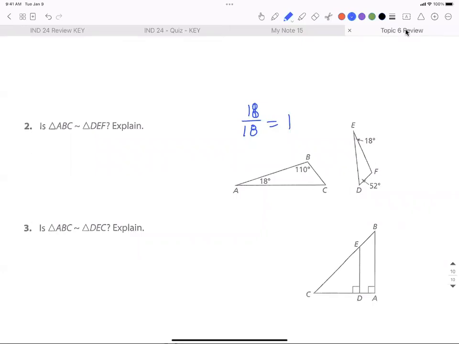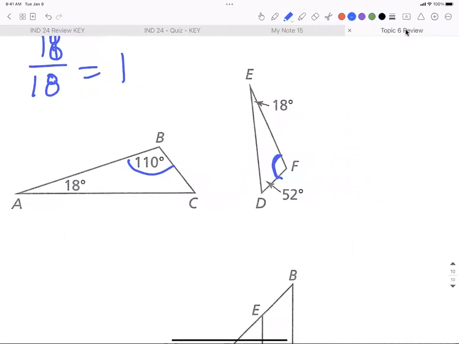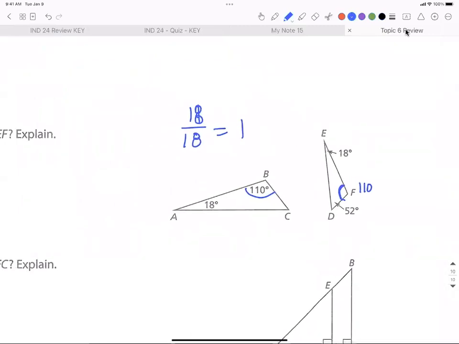Which coordinate of EFD coordinates with B? Which vertice? F. That's the obtuse one, right? So we need F. I can't compare them unless I know them. What's F? Are we sure? Add up 18 and 52 and subtract that from 180. Yeah, so we got 180 minus 18 minus 52. Okay, so 110. Well, what's angle B? Also 110. Same ratio.